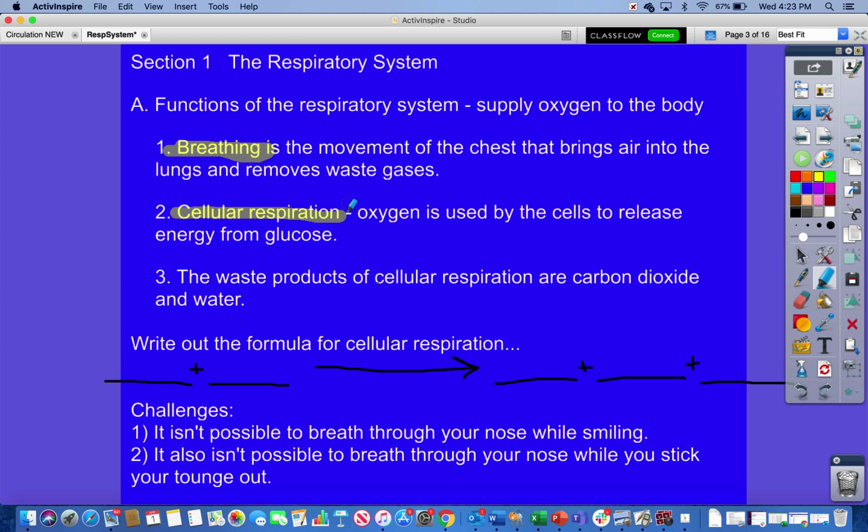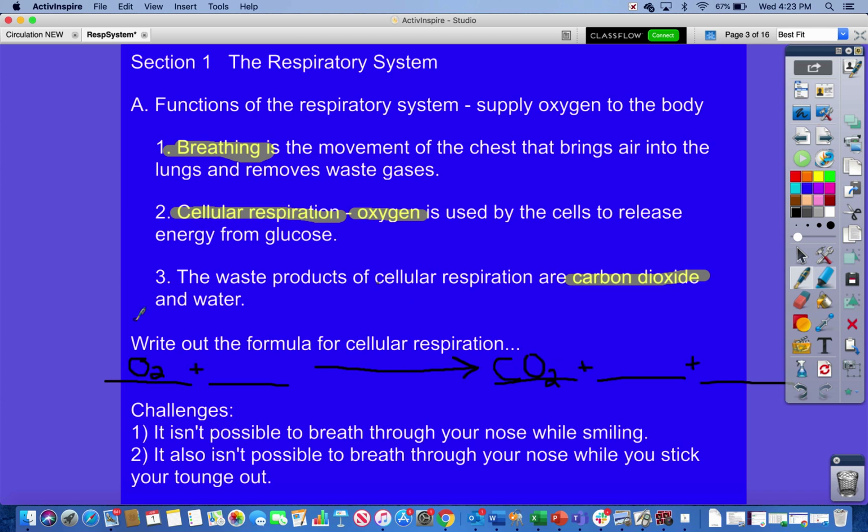You can see right here that we need oxygen for cellular respiration to take place, and we give off carbon dioxide. So in this part, we can put oxygen right here, and then we can put carbon dioxide given off. That's an important thing that the respiratory system does for our body.